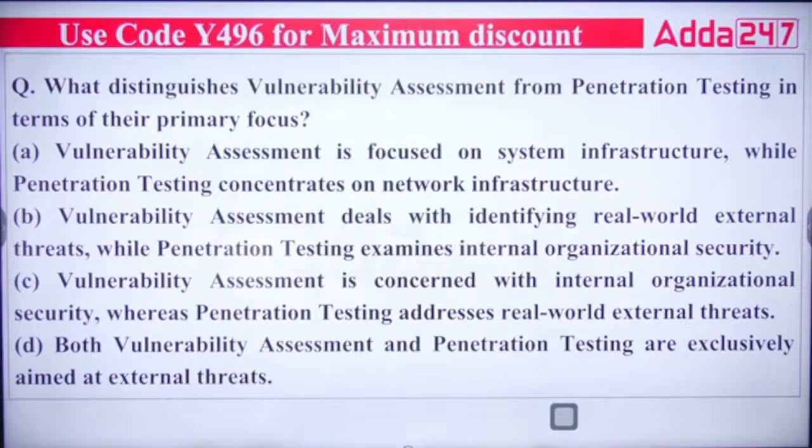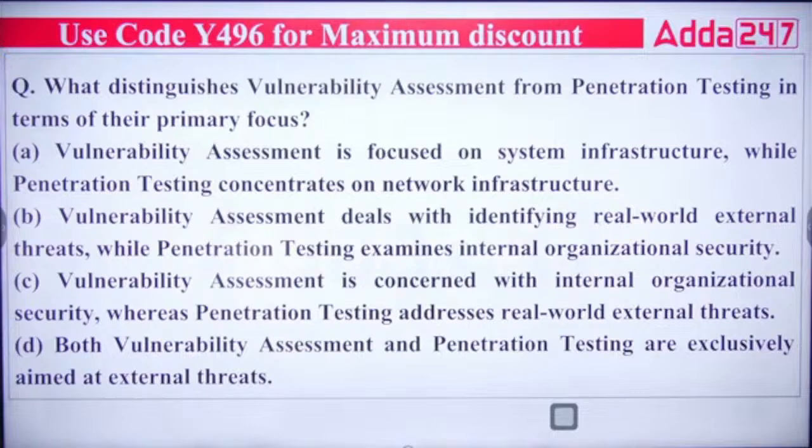So we are talking about vulnerability assessment. It is focused on system infrastructure, while penetration testing concentrates on network infrastructure. Second is saying vulnerability assessment deals with identifying real world external threats, while penetration testing examines internal organizational security. Third is saying vulnerability assessment is concerned with internal organization security, whereas penetration testing addresses real world external threats. Fourth is saying both are exclusively aimed at external threats. So what do you think, which of the following is correct?